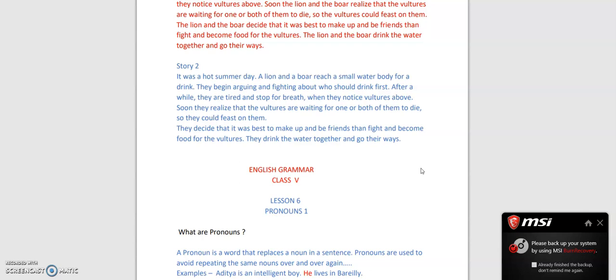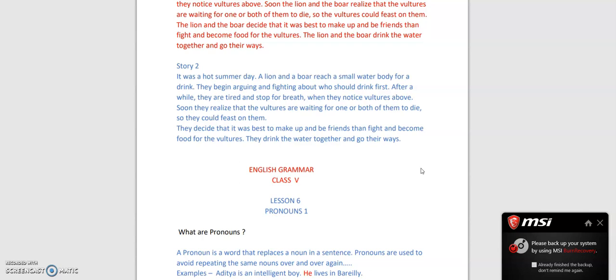After a while, they are tired and stop for breath when they notice vultures above. Soon they realize that the vultures are waiting for one or both of them to die, so they could feast on them. They decide that it was best to make up and be friends than fight and become food for the vultures. They drink the water together and go their ways.